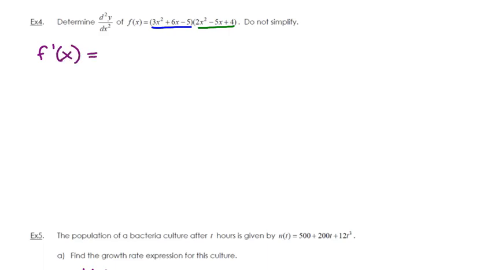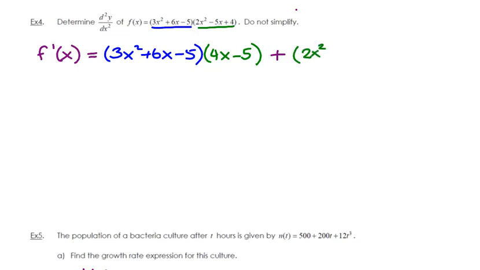And I hope you guys remember the product rule. Product rule is where we keep the first function, take the derivative of the second. Okay, so let's see, that would be 4x, right, minus 5. Okay, then we're going to add our derivative, no, actually, it's the second function, 2x squared minus 5x plus 4.